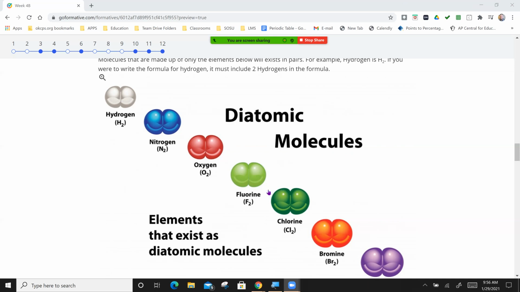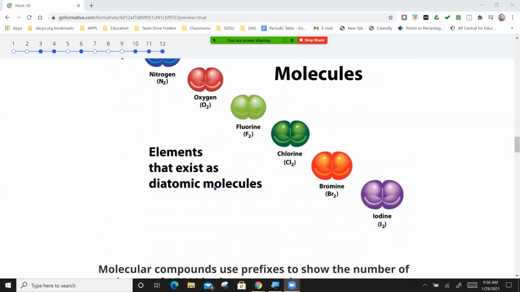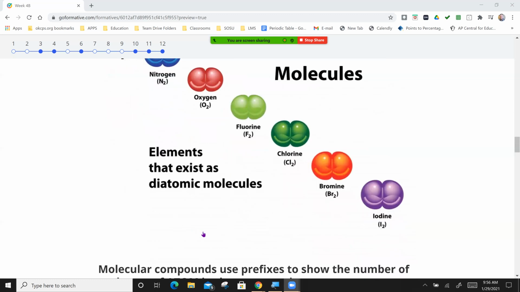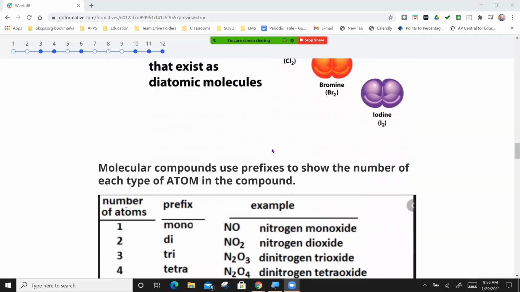And notice these don't have an ide ending; they are just the name: hydrogen, nitrogen. If we refer to nitrogen in an ionic compound, we would say nitride, or oxide. Here it retains its name, but it's going to have a 2 with it, because it exists as a diatomic molecule, a 2-atom molecule. So we're going to do an example problem with that here in a second.